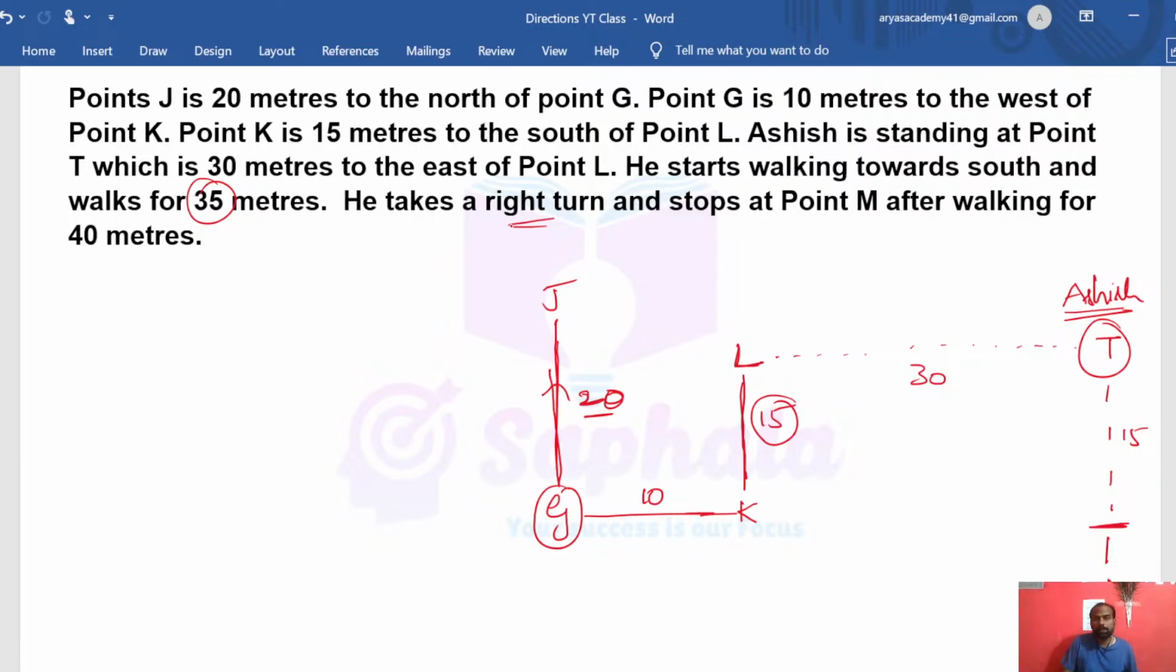He takes a right turn. He is actually moving in this direction. If he takes a right turn, he will be moving this side, means towards west, alva. Took a right turn and stops at point M. You don't know exactly. After walking, ಹೇಳಿದ ಅವನೇ 40 meters walk ಮಾಡಿದ್ಮೇಲೆ point M ಅನ್ನೋ ಜಾಗದಲ್ಲಿ ನಿಲ್ತಿದ್ದಾರೆ.